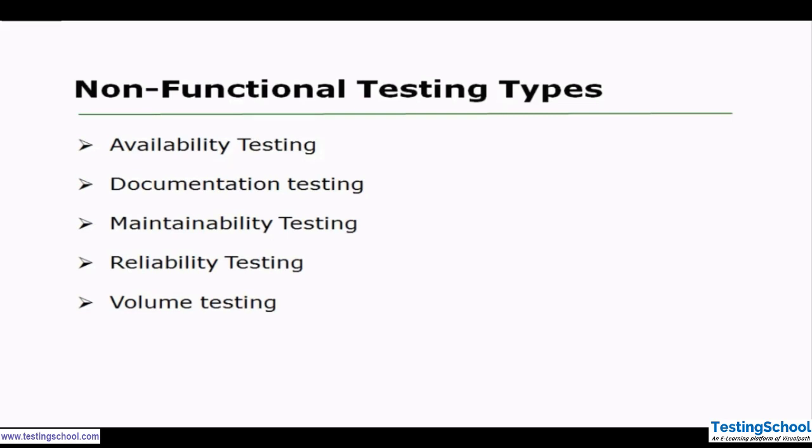Then we have the reliability testing and volume testing, like how reliable our application is. Can we rely on certain functionality? So how can this be done once the application goes down. The volume testing says we are giving a lot of volume, a lot of hits to our application, and it should behave properly as it does in normal time. So these kinds of testing come under non-functional testing.